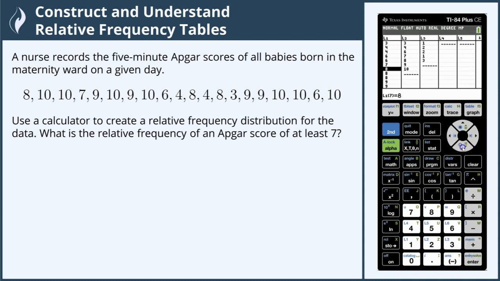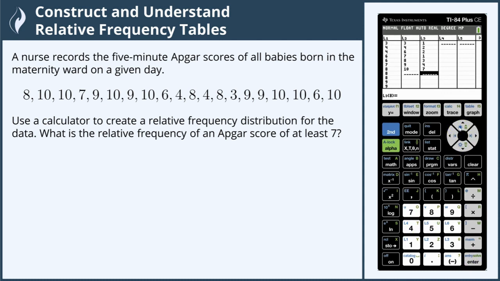And then we'll need to scroll over to see how many 9s we have. So 1, 2, 3, 4 9s. And then we'll also want to go ahead and count our 10s while we're down here as well. So 1, 2, 3, 4, 5, 6, 7, 7 10s. So we'll scroll back up and we'll put those values next to 9 and 10. So 4 next to the 9 and 7 next to the 10.